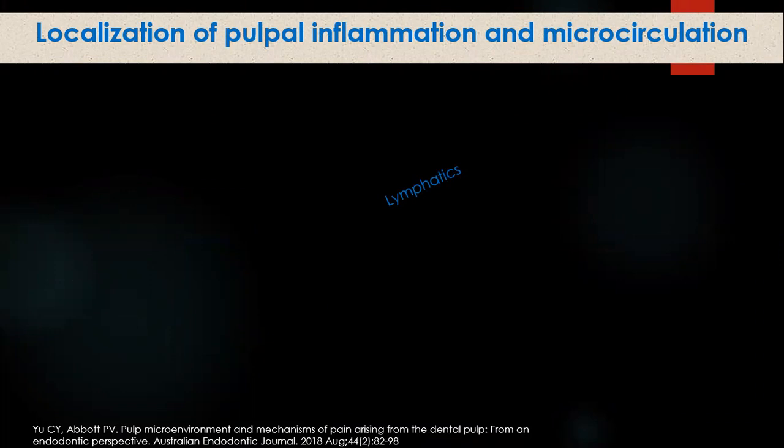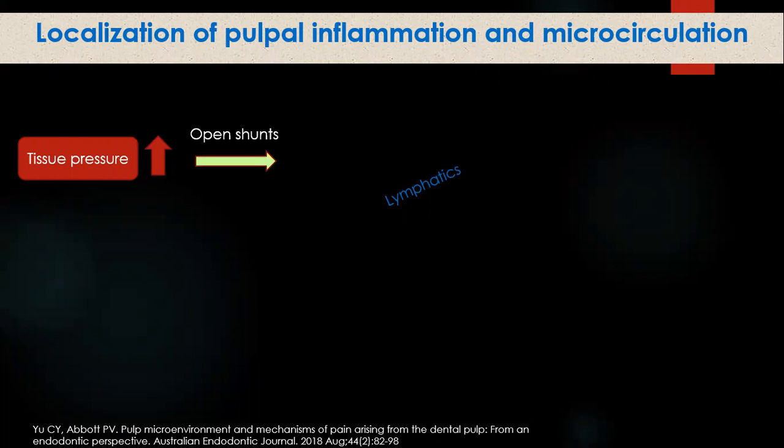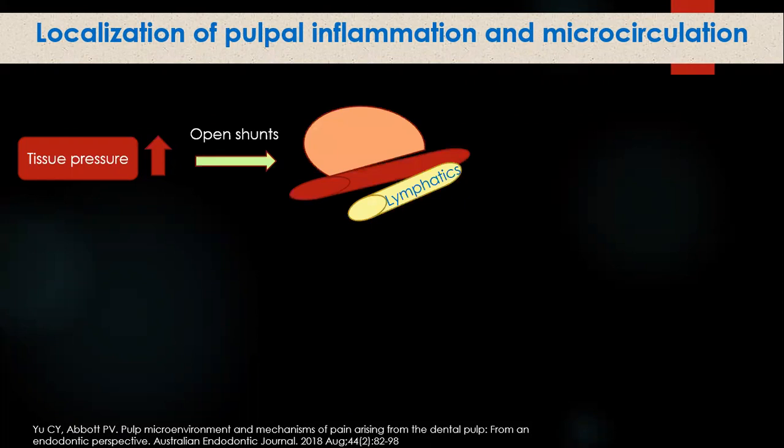So how does this occur, whenever there is a response within the pulp? There is a localization of the pulpal inflammation and microcirculation. We have a robust physiological feedback local control mechanism which opens the shunt vessels. When there is increased tissue pressure within the pulp and inflammation starts, there would be the opening of the shunt of the adjacent lymphatics. So all of the interstitial fluid would be reabsorbed through the lymph flow into the adjacent non-inflamed areas.